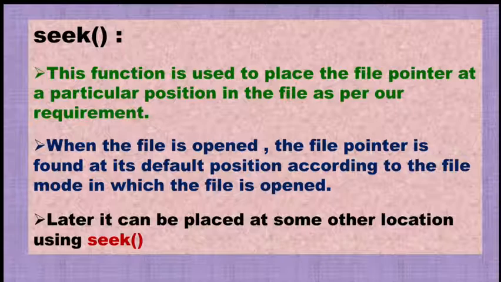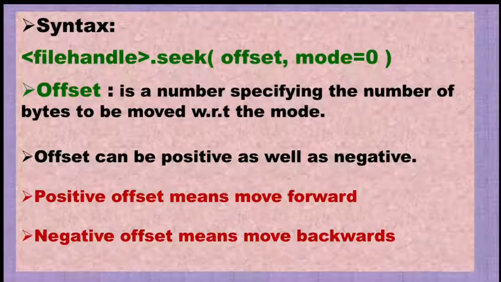You know that when the file is opened, the file pointer is at its default position according to the mode in which the file is opened. But later it can be placed at a different location using the seek function. Let us see the syntax. Syntax is file handle dot seek offset comma mode.